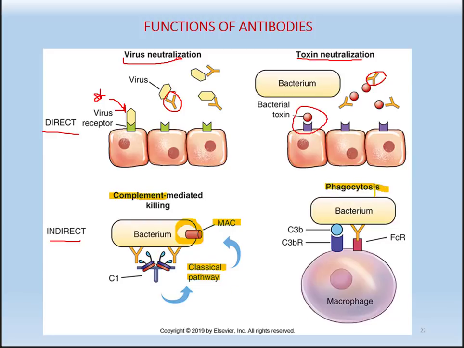And in the fourth example here of indirect function of antibodies, macrophages phagocytose bacteria. And we spoke about the process of opsonization earlier, in which an antibody can bind to a bacteria, coat it, allowing it to be more attractive for the process of phagocytosis.